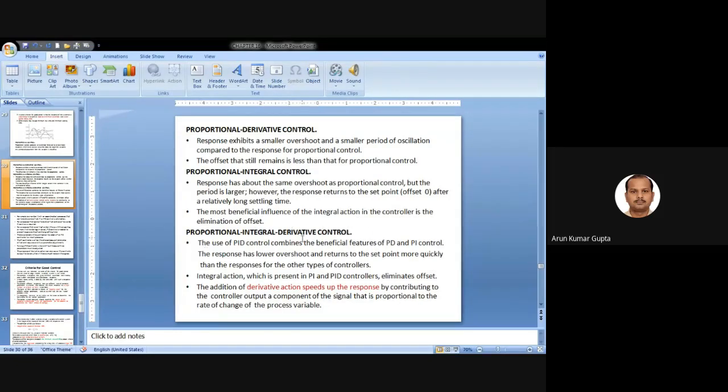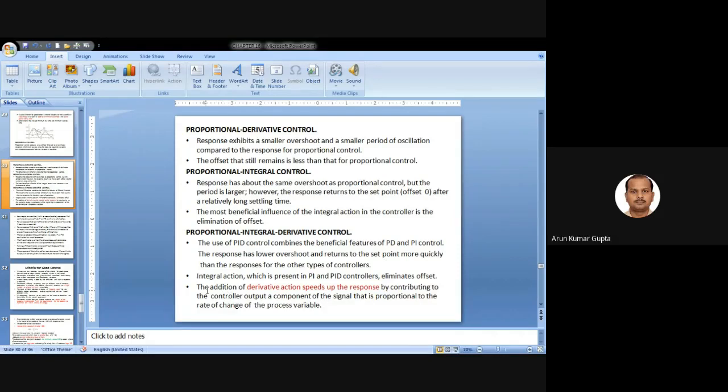Now we have PID. The use of a PID controller combines the beneficial features of PD and PI. So basically, we are taking the combined effect of PD and PI. The beneficial features are that the offset is 0, and we have fewer oscillations also. The response has a lower overshoot and returns to the set point more quickly than the response for the other types of controllers. Integral action, which represents PI and PID, eliminates the offset.